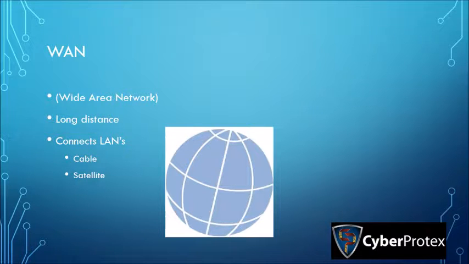Now, you can see different cable connections. This is typically going to be for the closer in range connections that the WAN is making, but also you will see satellite connection, which is going to be the only possible way to start getting around the planet.